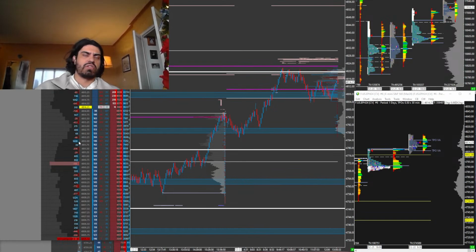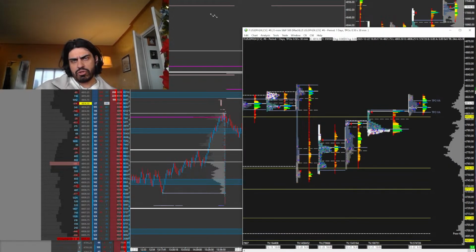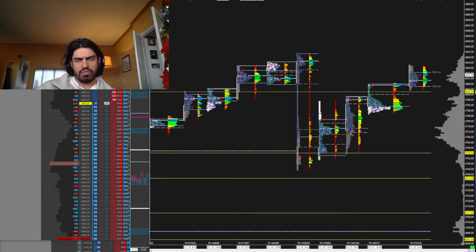So, like for today, if I was trying to buy 4808, I want to see how the DOM reacts around that area, if there's anyone buying, so I can buy with them. That's it. That's literally it. I try to keep it very simple. I don't use many different charts. The DOM gives me all the information I need.